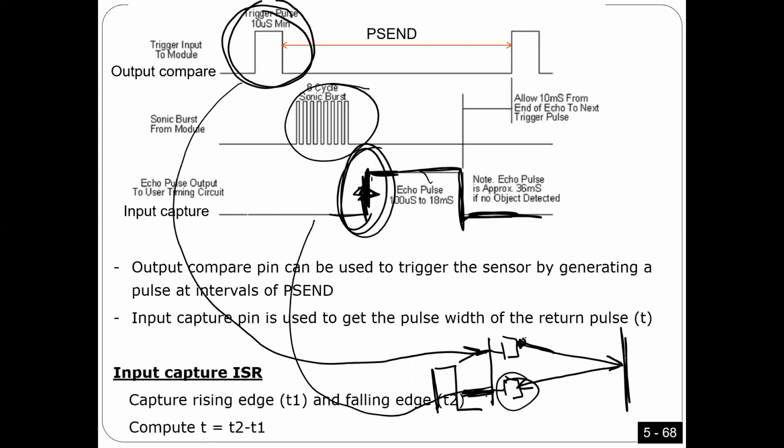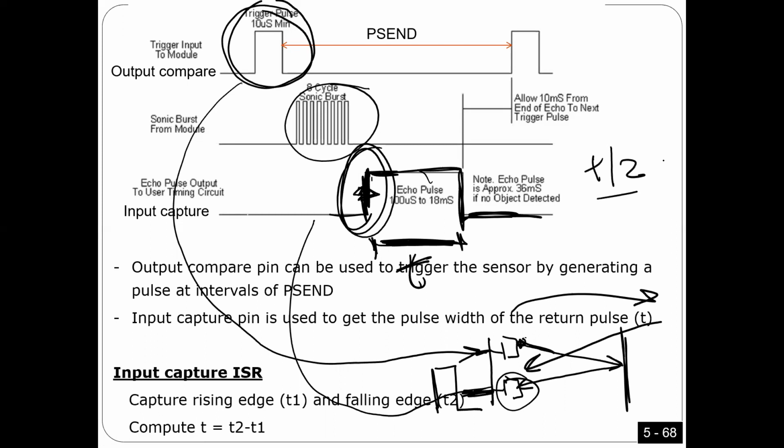So if I can measure the time from here to here, this is actually the time for the signal to go and come back, right? To go and come back. So if I can get this time, I'm going to call it t, and then I'm going to divide this time by 2. Why do you divide by 2? Just to go, right? Because I want to measure the distance from here to here. That's why I divide by 2, because this time is to go and come back.